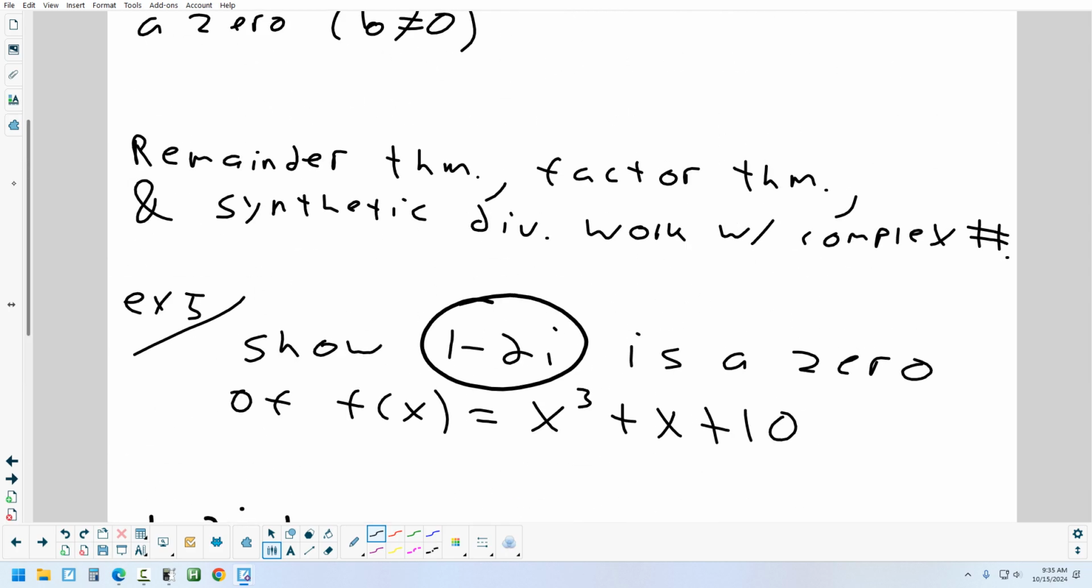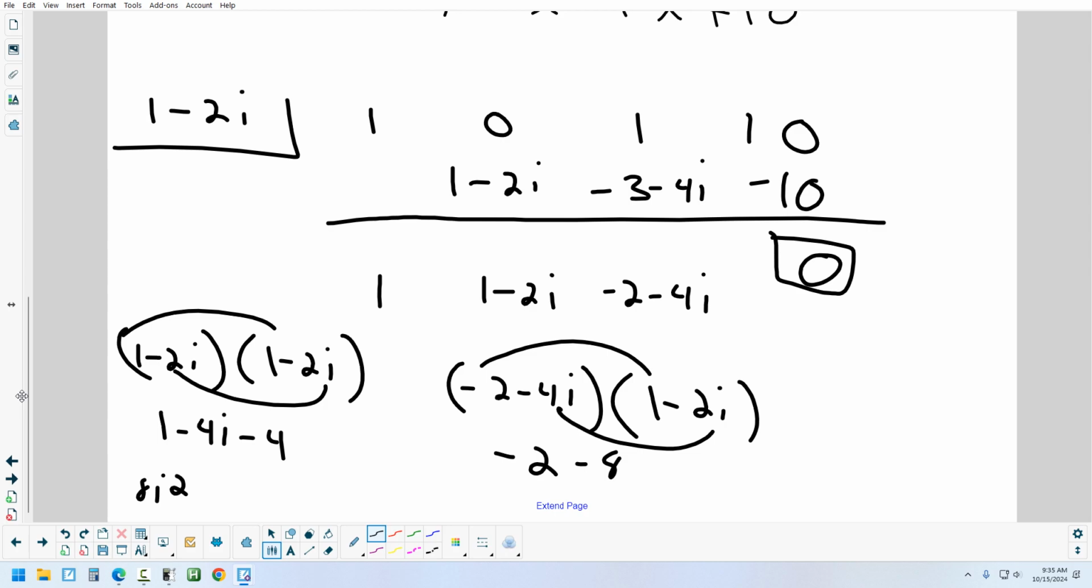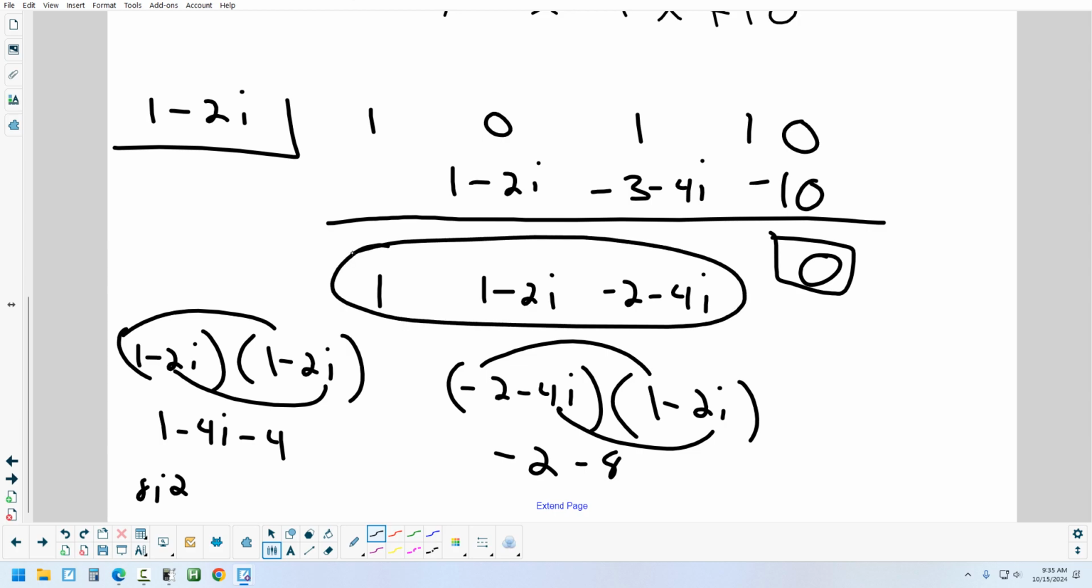x cubed plus x plus 10. We're not going to worry too much about the quotient right now because the quotient has coefficients that would be imaginary. So when we do a problem where we take this a step further and then we look at the quotient, I'm going to make sure that the quotient doesn't come out with imaginaries like that. I'll make it so they end up canceling.